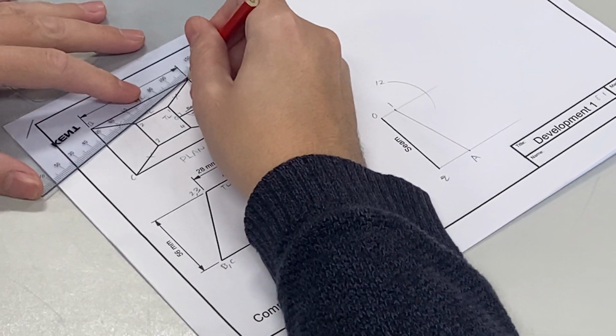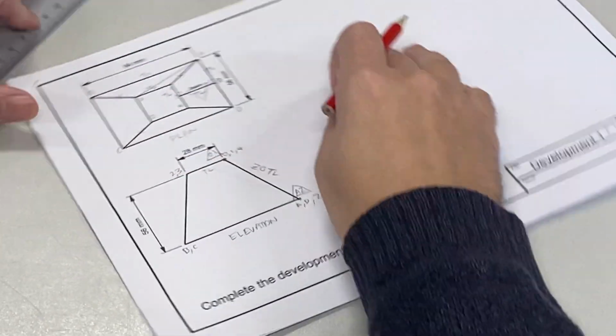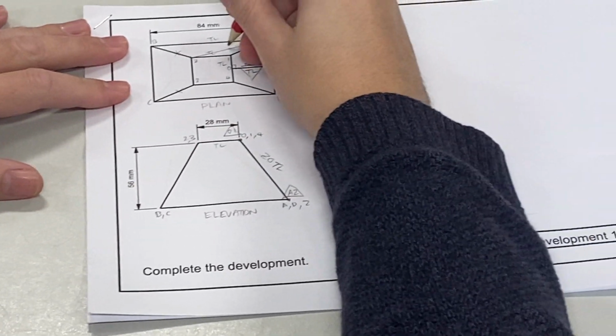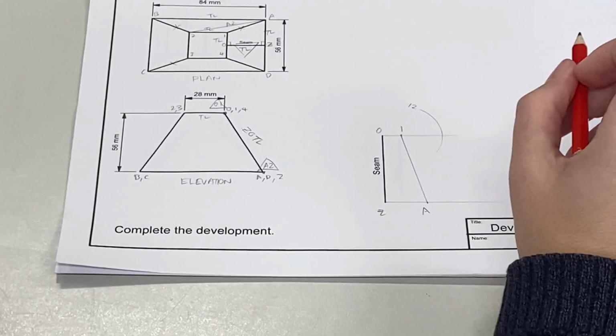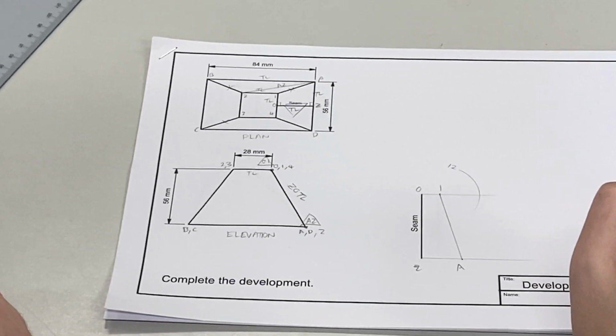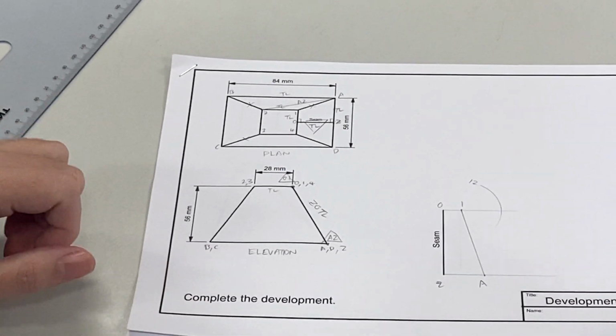So what we're going to do is this process called triangulation. With triangulation, we're going to draw this line A2. Now A2, do you think it's a true length? No. It is not a true length. Okay, so we're going to do our first true lengths.